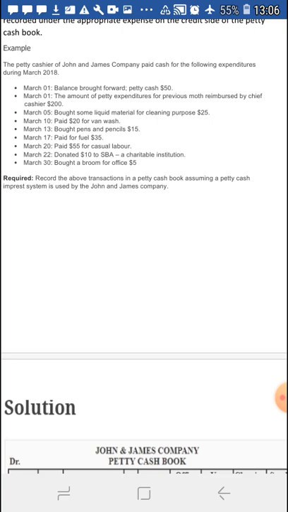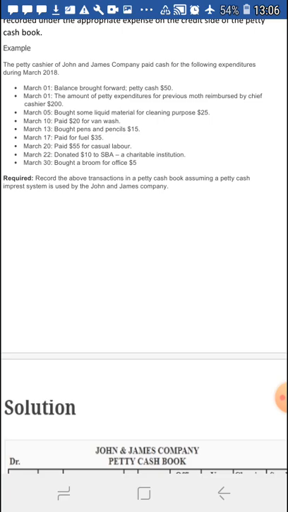March 1, balance brought forward. That's a dollar there, but let's just view it as Naira. That is to tell us that if there is a balance from the previous month, the balance will be brought forward in the current month. So the balance brought forward from the previous month is 50. Then we have the amount of petty expenditures for the previous month reimbursed by the chief cashier, which is 200 naira.